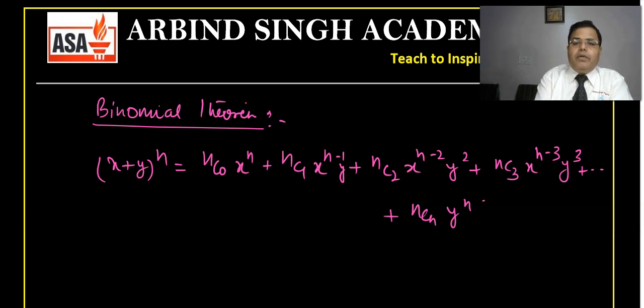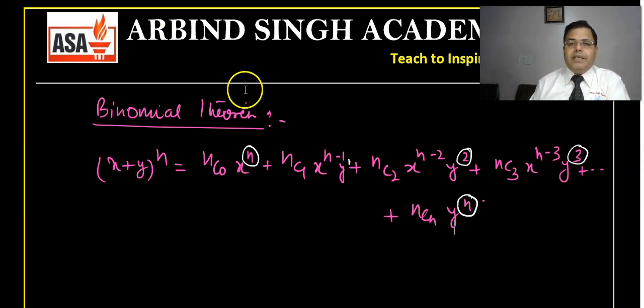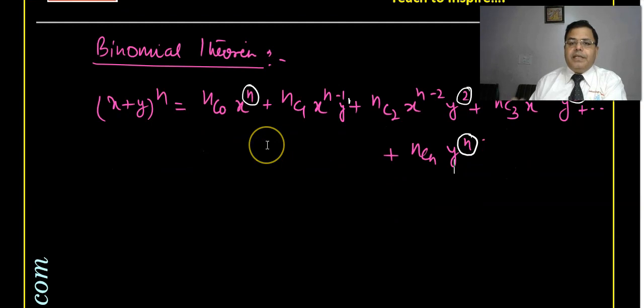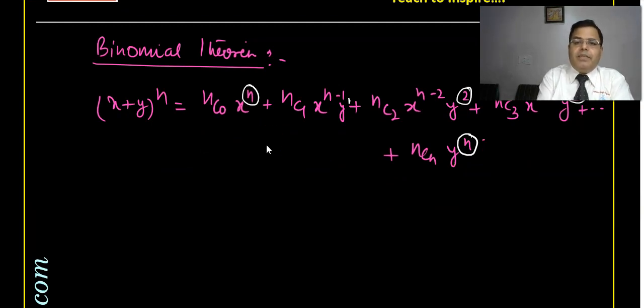So you will notice one thing: the power of x decreases successively, n, n minus 1, n minus 2, n minus 3, and the power of y is 0 here, then 1, then 2, then 3. The power is increasing, and finally the power is n. So the power of y is increasing. What is this nC0? That we will learn in combinations, but you do not have to learn this one, this is just for reference.